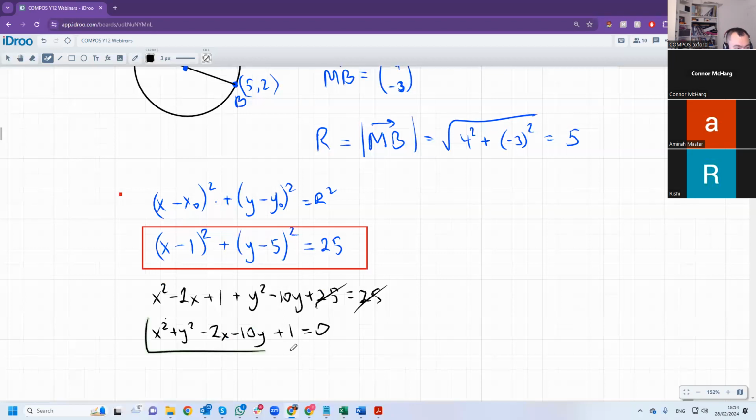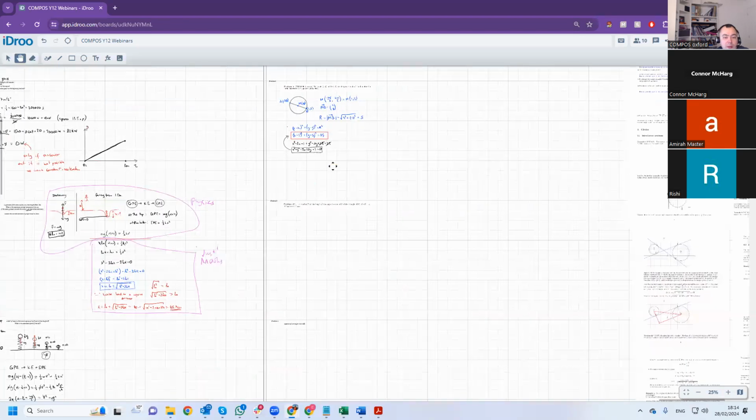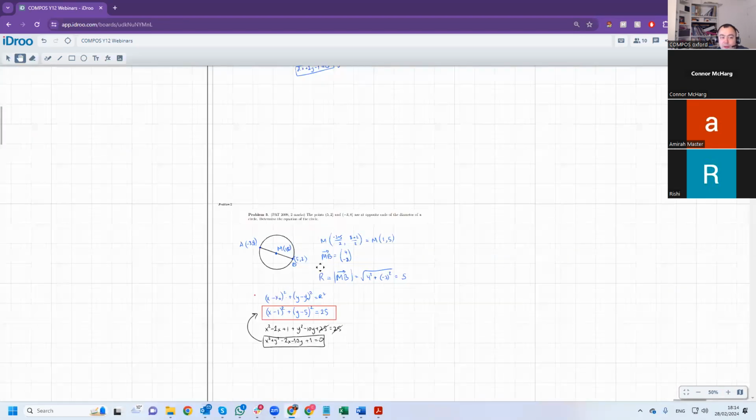So if you see an equation like that, you need to be able to work out that this is actually an equation of a circle. And this is done by completing the square. Any questions so far?